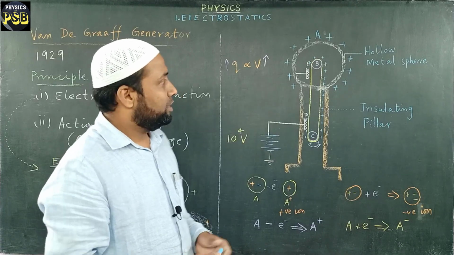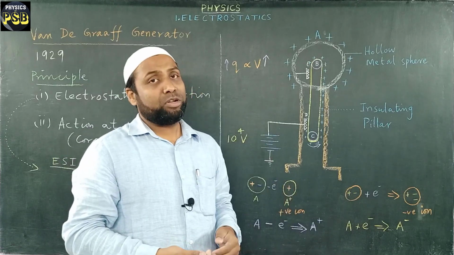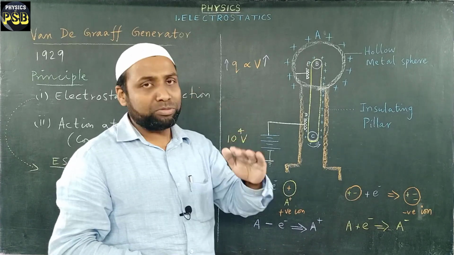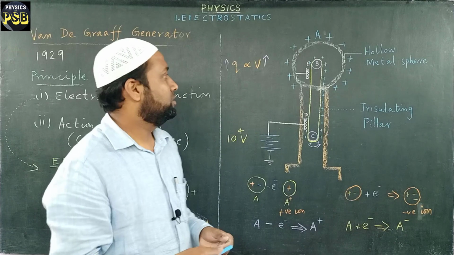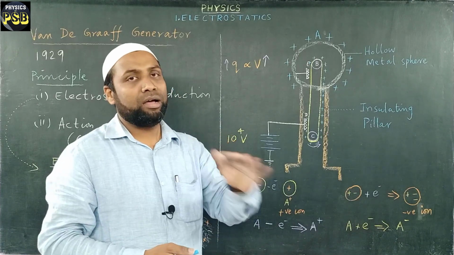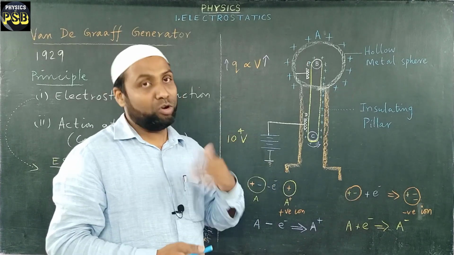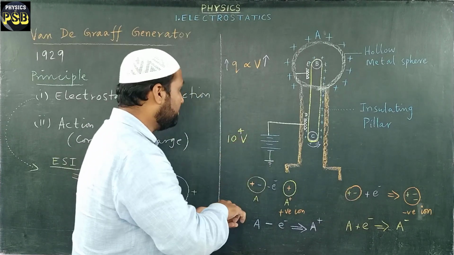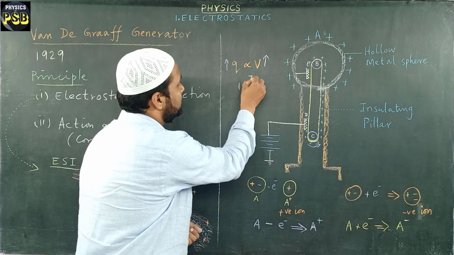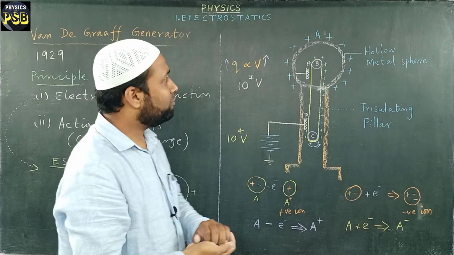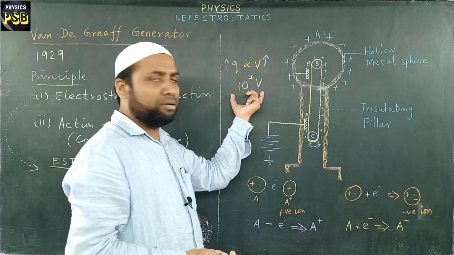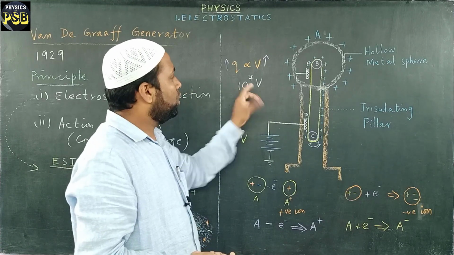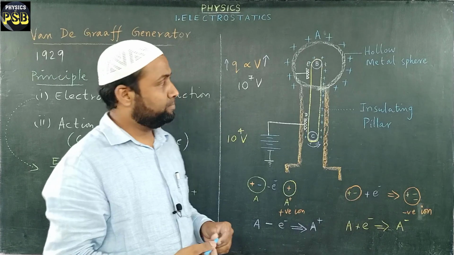Now here, the increase in the potential stops at one point, at one limit, called the limiting point or limiting voltage. Usually it is around 10 power 7 volt. So with the help of the Van de Graaff generator, we can get a voltage of the order of 10 power 7 volt.